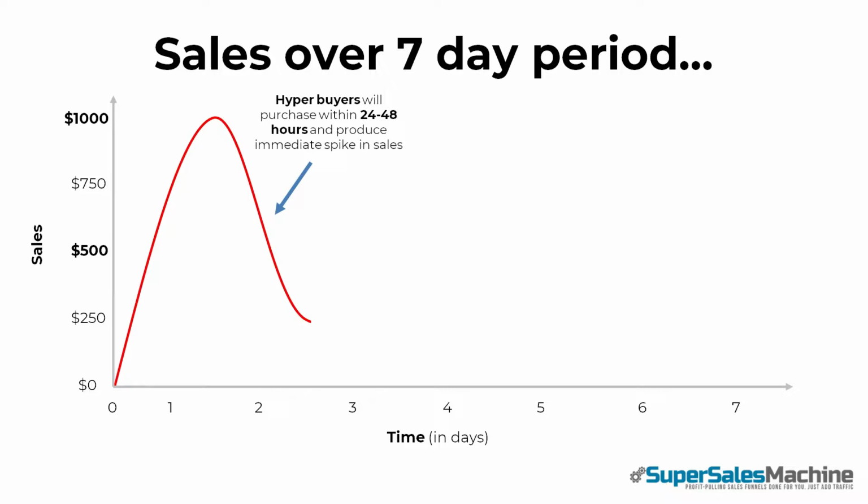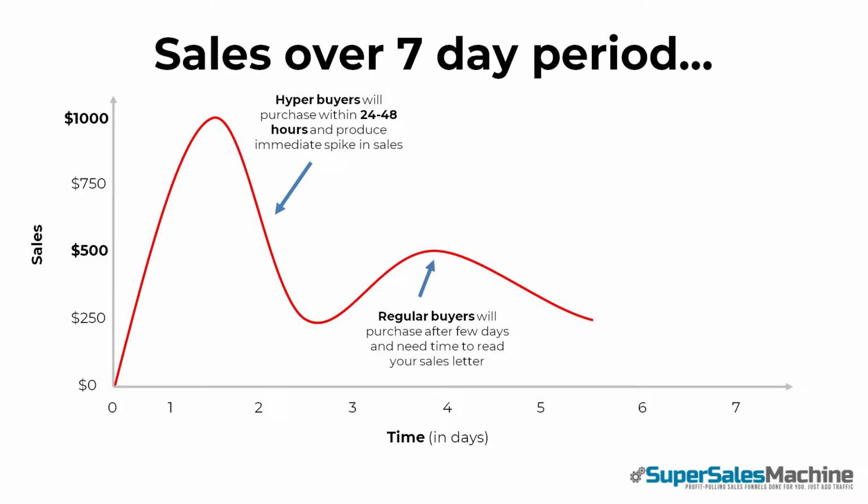The next phase are your ongoing sales. These sales come in from first-time buyers and regular buyers who need time to read your sales letter. They also want to know what others say about the product and need more information on the subject before making a purchase, and usually need to see the offer a few times before they buy.